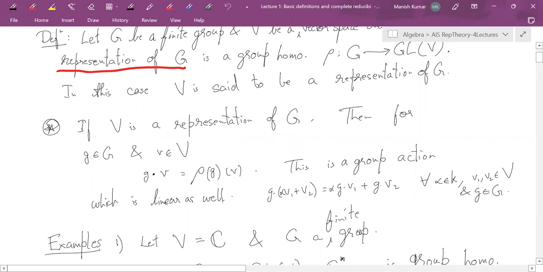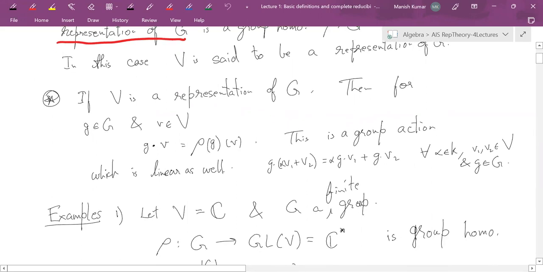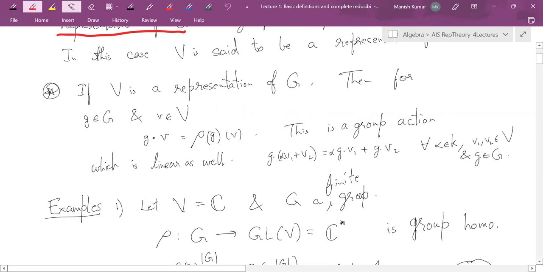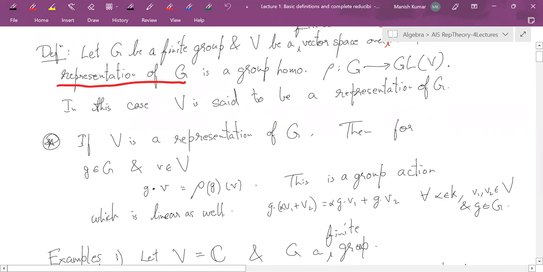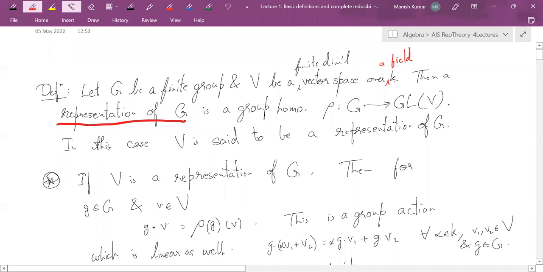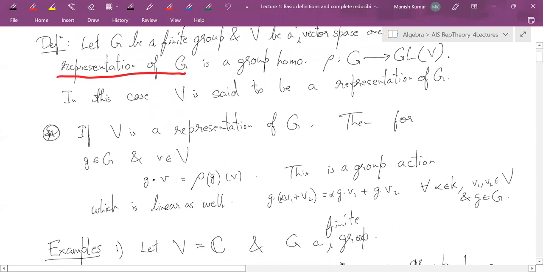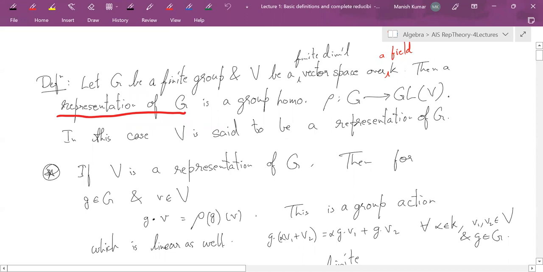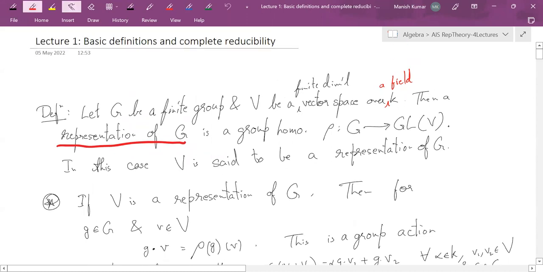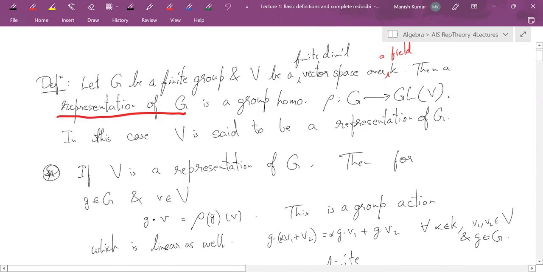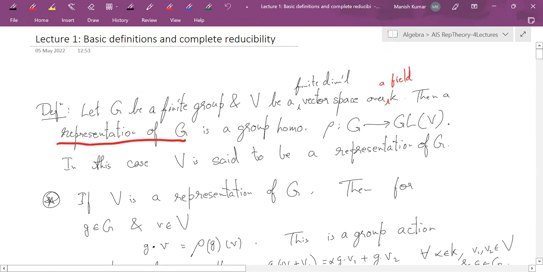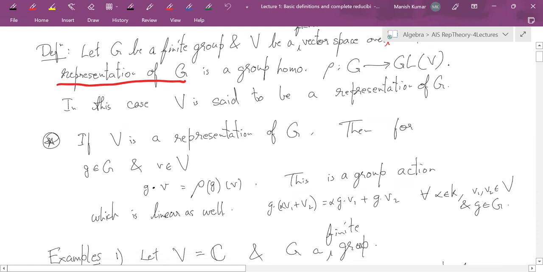So let's see an easy example first. By the way, we will be working mostly over a field of characteristic zero. The definitions will work for any field, but for instance, this complete reducibility, which we'll see today, works only in characteristic zero. Unconditionally. So characteristic zero field means a field like the real numbers, complex numbers, rational numbers, those kinds of things.